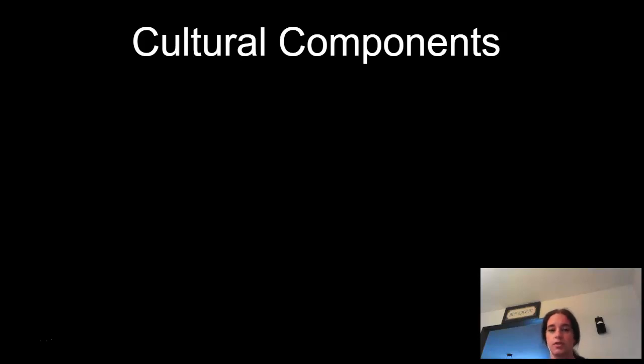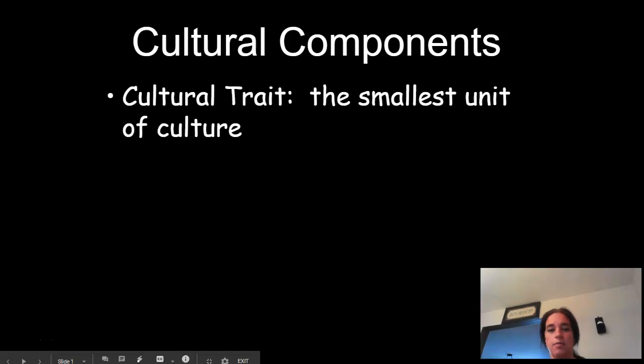So there are three basic cultural components. The first are your cultural traits. A cultural trait is the smallest unit of culture. It is the simplest level. It's an individual tool, an individual act, an individual belief that's related to a particular situation or need. It's the absolute, bare bones unit of culture that you can get.